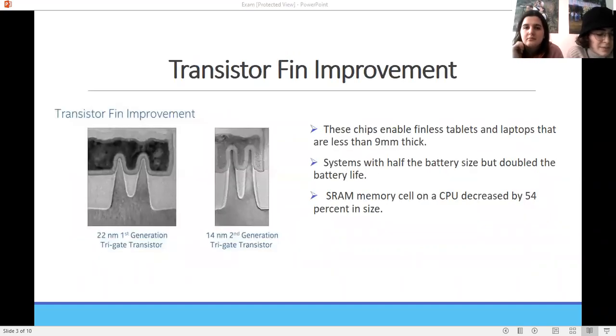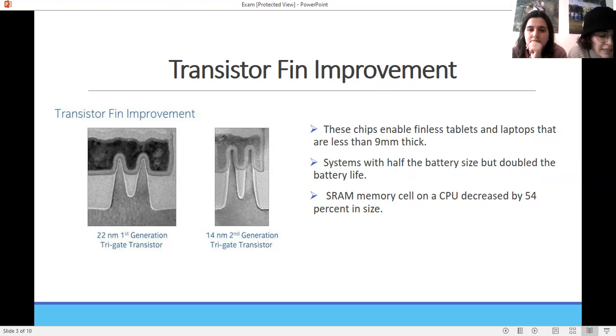According to Intel's vice president of platform engineering, Intel has doubled the CPU core performance between 2010 and 2014, increased the graphics performance by 7 times, and reduced the power requirements by 4 times, enabling systems with half the battery size and double the battery life.